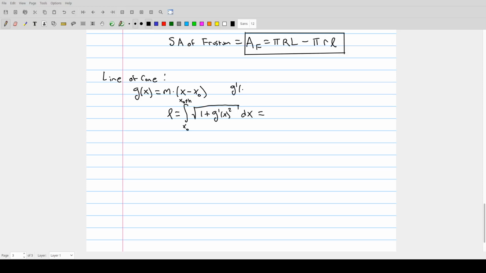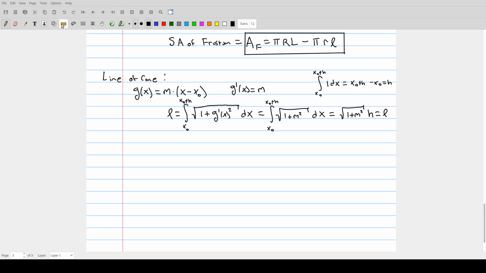And we're going to see very quickly that this simplifies very nicely, because g prime is just equal to m. When we take the derivative of this expression, the derivative with respect to x is just equal to m, it's constant. This means that L is equal to the integral from x naught to x naught plus h of the square root of 1 plus m squared. And 1 plus m squared is constant with respect to x, so this comes out of the integral. You get the integral of just 1 dx from x naught to x naught plus h, which is just x naught plus h minus x naught, or h itself. So this L is equal to the square root of 1 plus m squared times h.